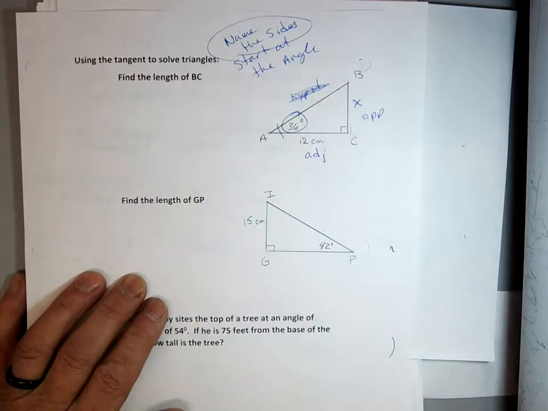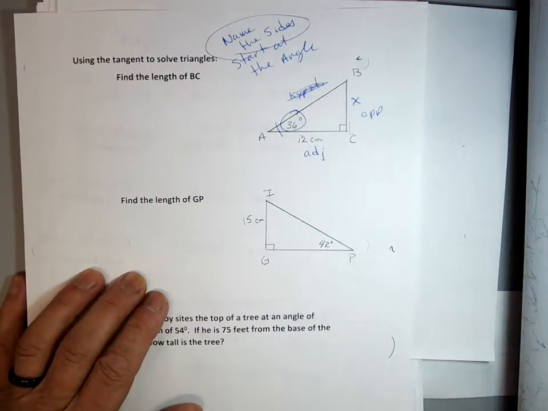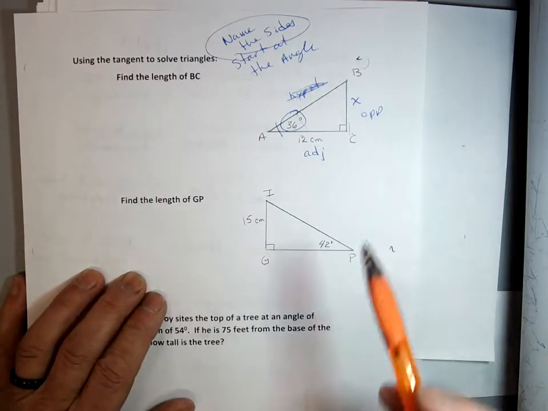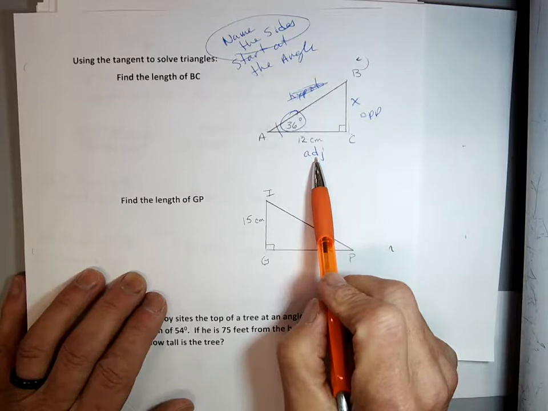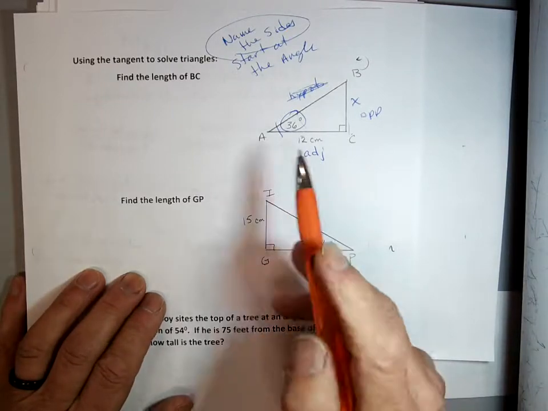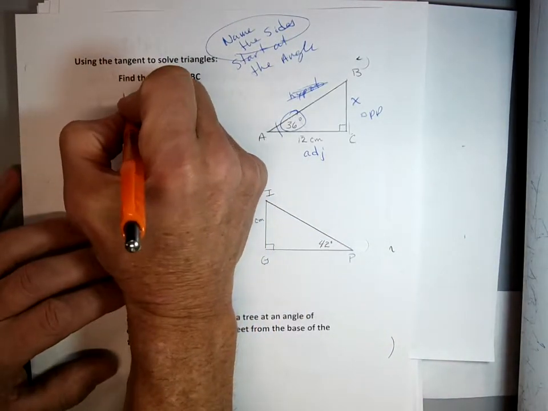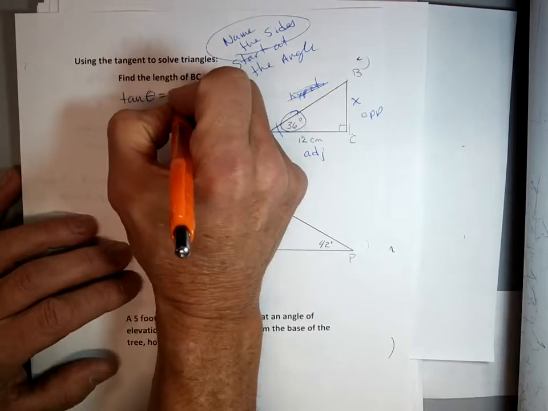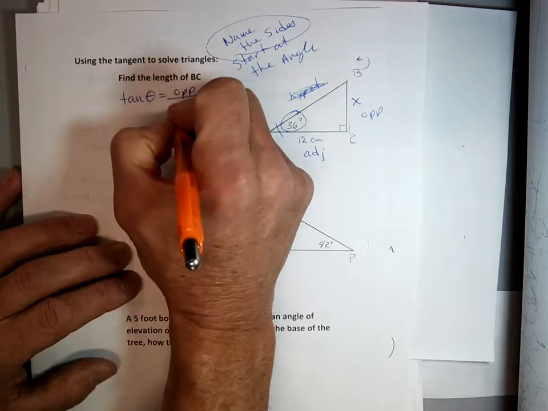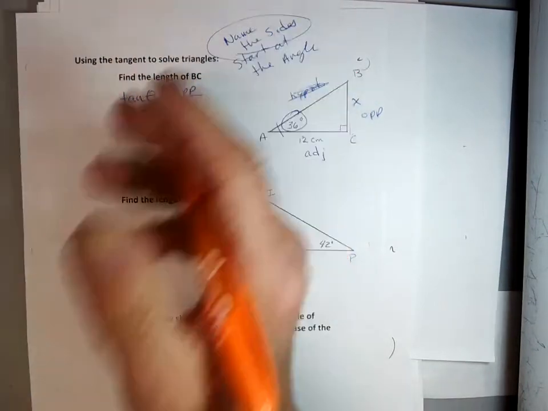It is tangent. You see that? You've got 3 choices. Which one of the 3 uses the opposite and the adjacent? Tangent. You agree? So let's write that down. Tangent theta is equal to the opposite over the adjacent, except I don't want words, I want the numbers.